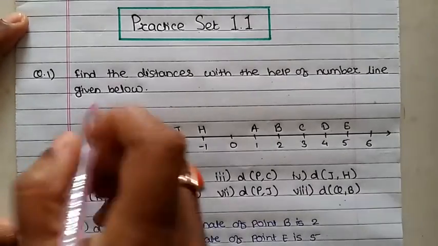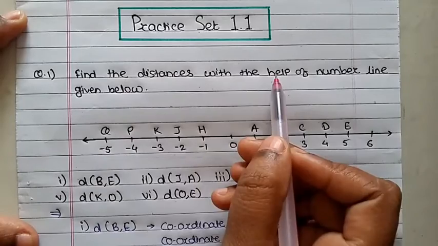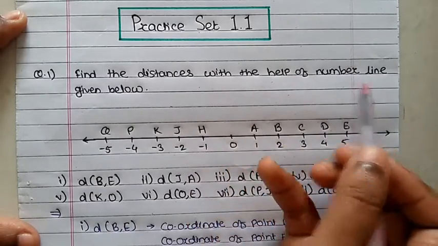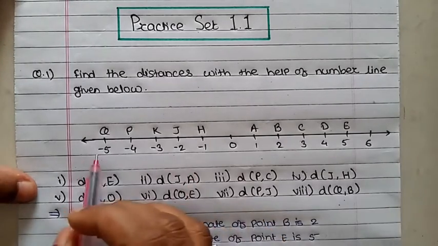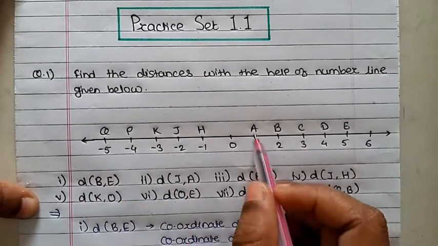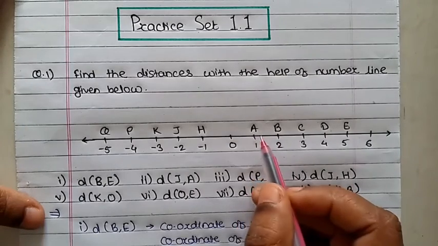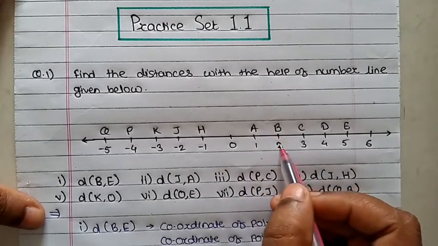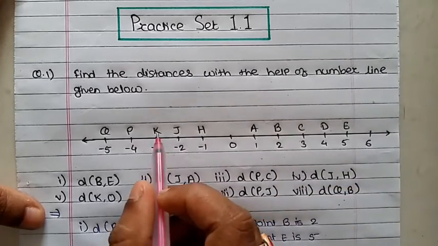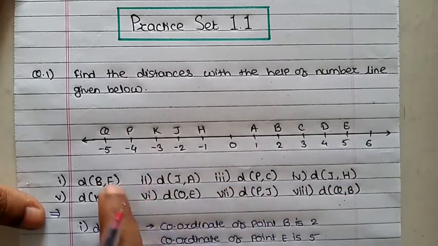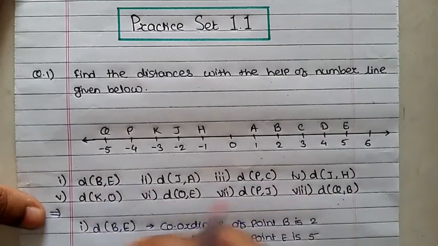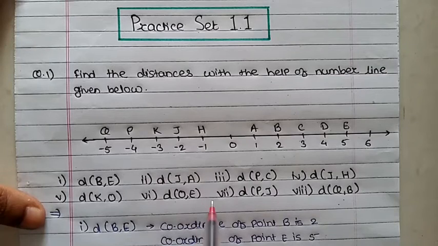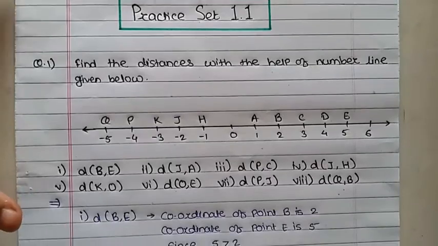Your first question is: find the distance with the help of the number line given below. Here one number line is given, and for each number some letters are there, like the coordinate of A is 1, coordinate of B is 2, like this the coordinate of K is -3. With the help of this line we have to find out the distance between the points. There are some questions given here, so we have to solve each and every question.